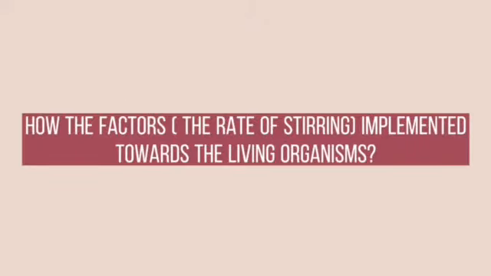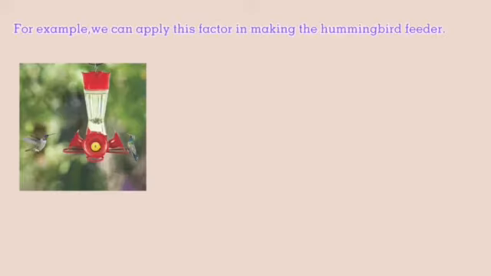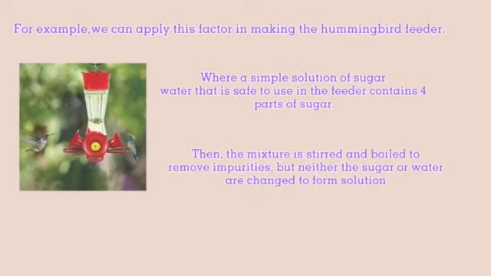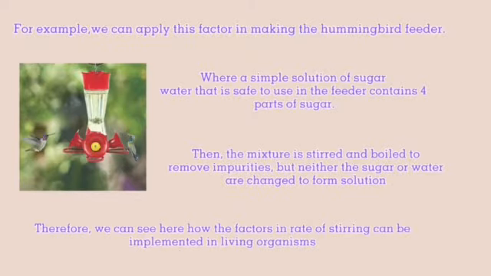How is the factor of the rate of stirring implemented toward living organisms? For example, we could apply this factor in making a hummingbird feeder, where a simple solution of sugar water that is safe to use in the feeder contains 4 parts of water to 1 part sugar. Then, the mixture is stirred and boiled to remove impurities, but neither the sugar nor the water is changed to form the solution. Therefore, we can see here how the factor of rate of stirring can be implemented in living organisms.